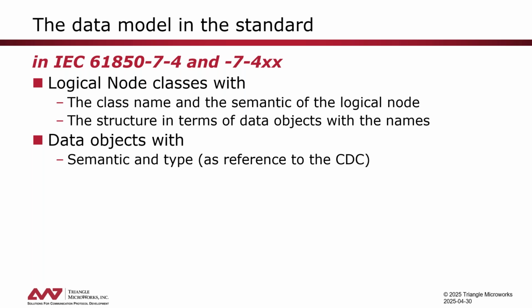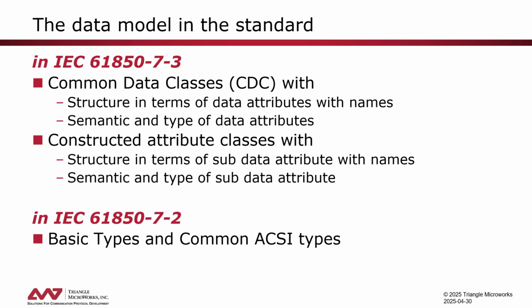The data objects refer to a type, which is the common data class. The common data class is defined in part 7.3. So part 7.3 defines all the common data classes and constructed attribute classes that we can use in the standard. And then we have 7.2, where we find the basic types and common ACSI types. 7.2 is more related to communication, but as the basic types and common ACSI types are also used in the communication, that's why those are defined in 7.2.